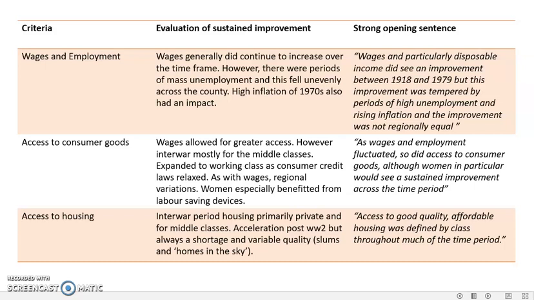So for wages, and particularly disposable income, did see an improvement between 1918 and 1979, but this improvement was tempered by periods of high unemployment and rising inflation, and the improvement was not regionally equal. So I'm giving the reader a very clear direction that I'm going with my paragraph. With access to consumer goods, as wages and employment fluctuated, so I almost made that link with the previous paragraph, so did access to consumer goods, although women in particular would see a sustained improvement across the time period. And finally, access to housing. Access to good quality, affordable housing was defined by class throughout much of the time period.